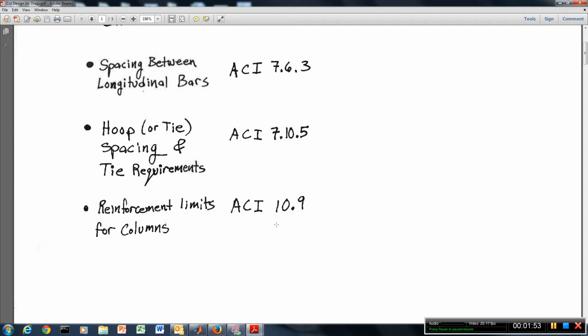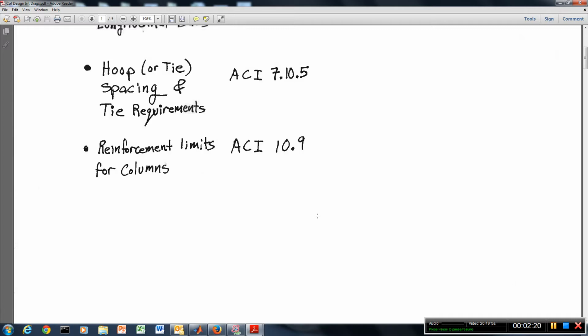And lastly, there are some reinforcement limits for columns, and these are basically the limits for rho sub g, which is the gross steel ratio for a reinforced concrete column, and that is found in ACI 10.9. With that information in hand, we are now ready to do an example where we will make use of some interaction diagram charts to design a short column cross-section.